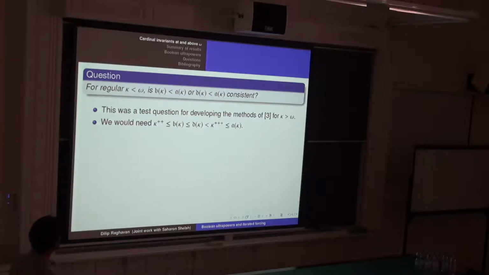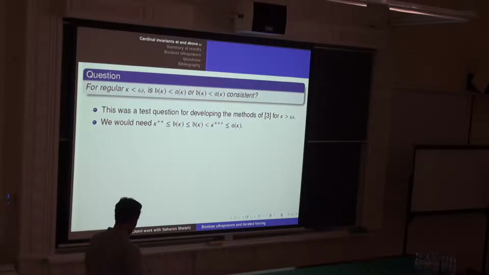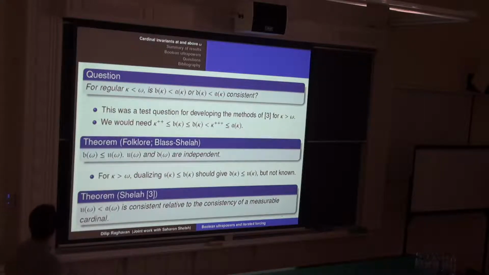This was a test question for this paper, Shelah's paper where he showed the consistency of D less than A. By what I just said before, the minimal configuration where you could have something like this is that B and D are both kappa double plus and A is kappa triple plus. Okay, this is the smallest configuration. Okay, so now about U and D.